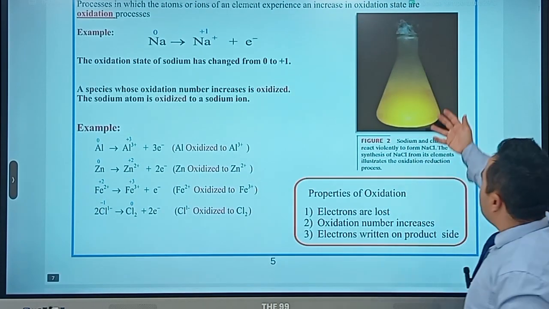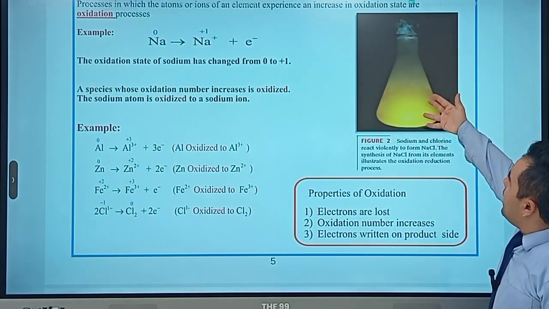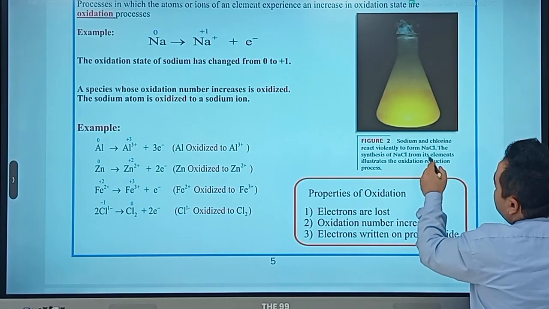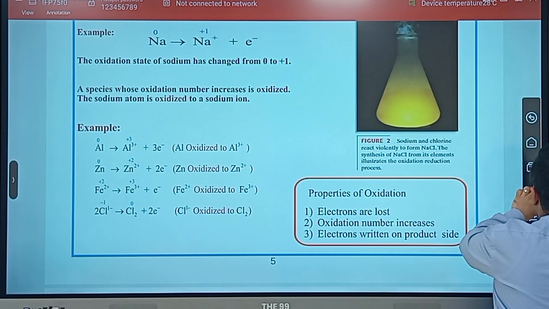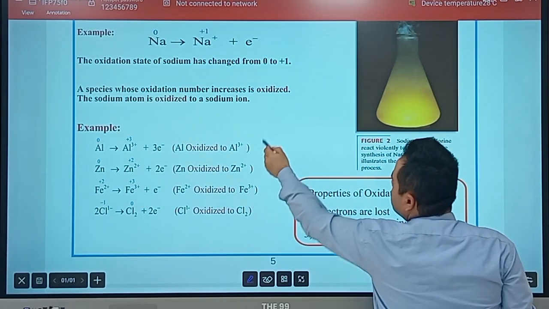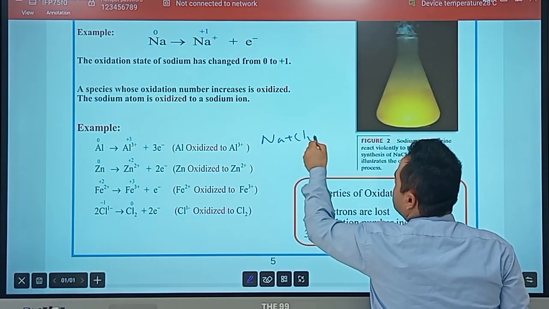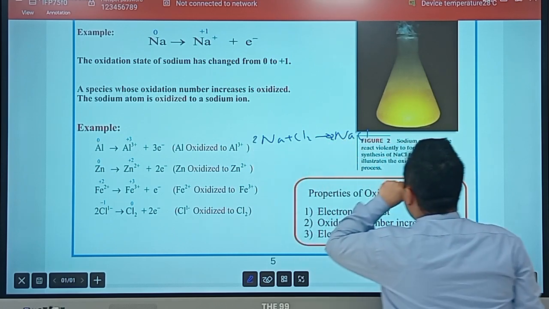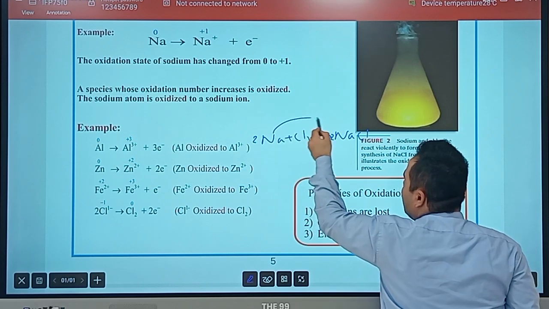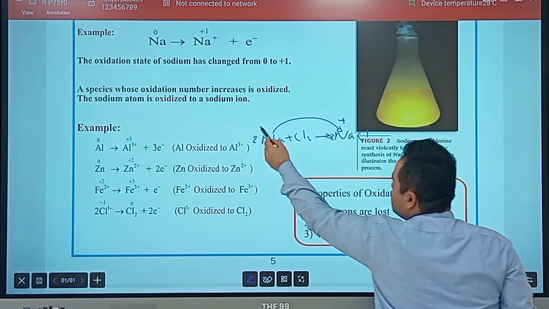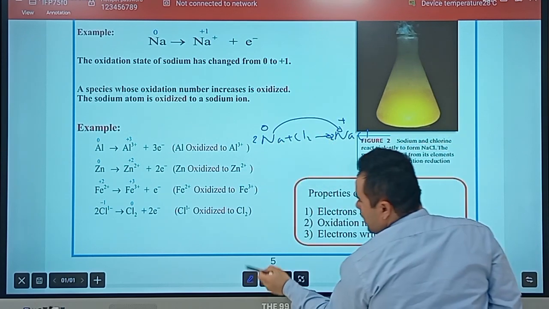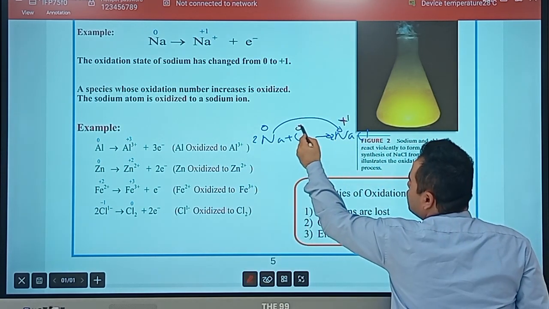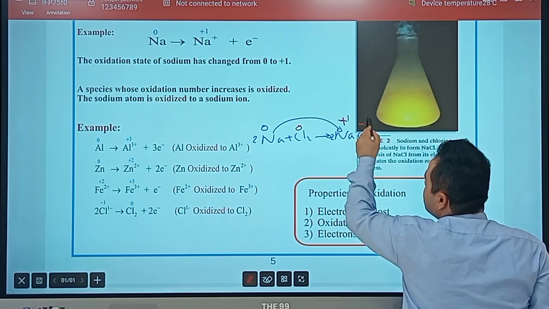Here we have the reaction of sodium and chlorine together. This figure represents sodium and chlorine reacting vigorously to form NaCl. Na plus Cl2 to form NaCl, of course 2 NaCl and 2 Na. In this case, Na changes from 0, because it's a neutral atom, to +1, and Cl2, which is 0, becomes -1.